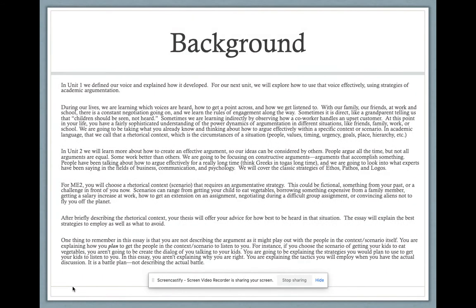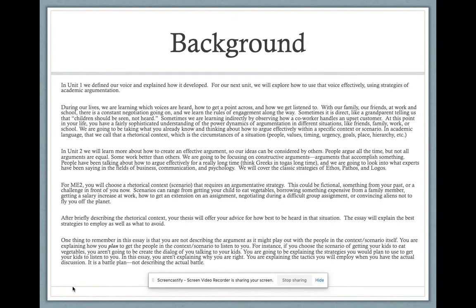In Unit 2, you're going to be thinking about a time where you want to achieve something. And that could be something that's in front of you now, like maybe you're going to be asking your boss for a salary increase. It could be something from your past, like maybe arguing with your parents for more screen time. It could be something completely hypothetical and silly, like arguing for your band to get a gig at a local bar.